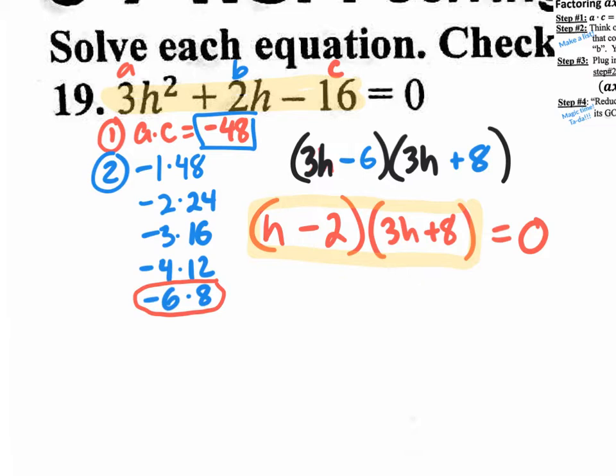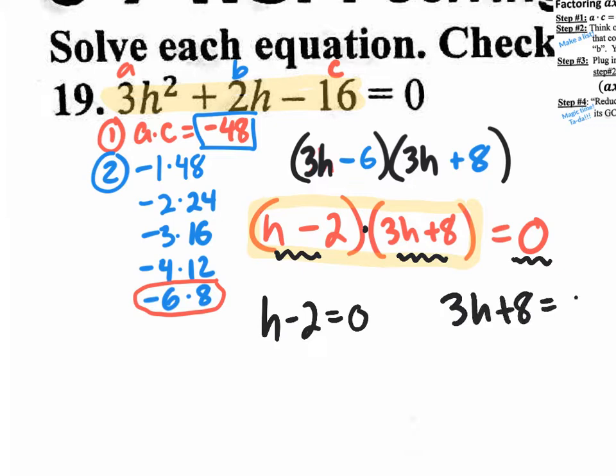Perfect. Now we could take this and split them and set them each equal to 0 using the zero product property. So this times this gave me 0. That means that the first, h minus 2, could be equal to 0, or the 3h plus 8 could also be equal to 0. So we have two simple equations. Let's solve those two simple equations.